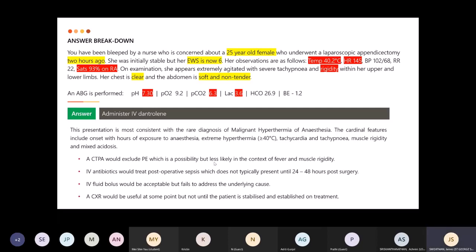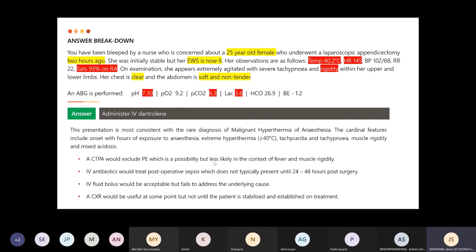The chest is clear and the abdomen is soft and non-tender. So in terms of pneumonia or aspiration or ARDS or anything like that, chest is clear. So it's probably not an infection or pulmonary edema. And the abdomen is nice and soft and non-tender, so she's not peritonitic. So she probably doesn't have a collection. They probably didn't forget to take the appendix out and now it's burst and she's got a frank peritonitis and stuff like that.